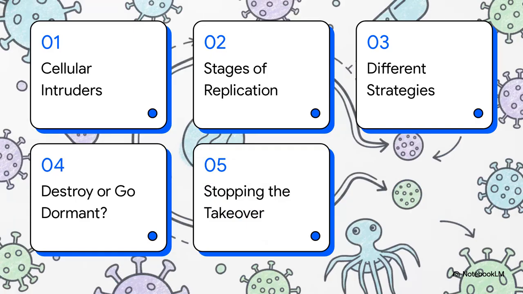Okay, let's take a quick look at our roadmap. We'll start with the ultimate cellular intruders, map out the 6 stages of replication, profile their different strategies, ask whether they destroy or go dormant, and finally, look at how we stop the viral takeover.